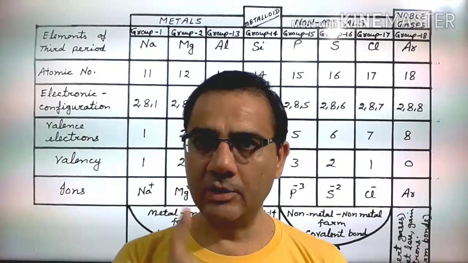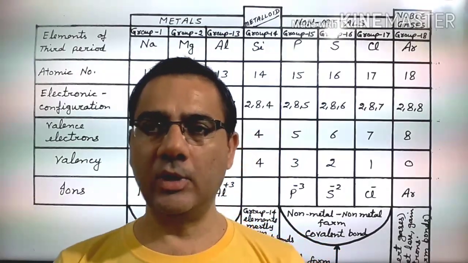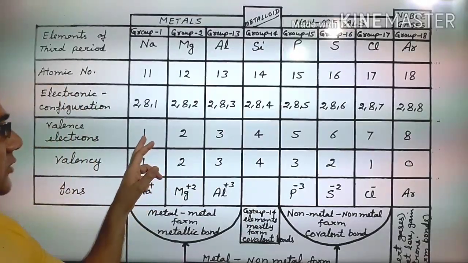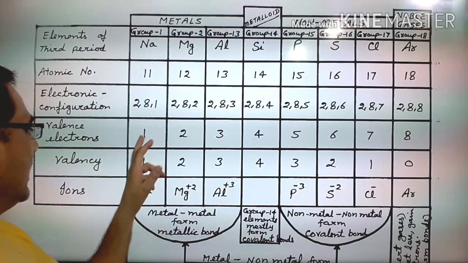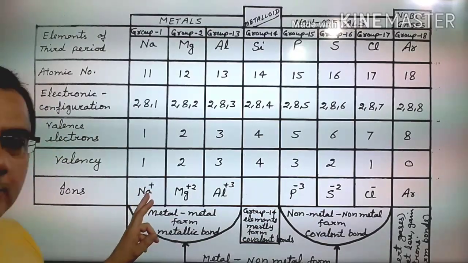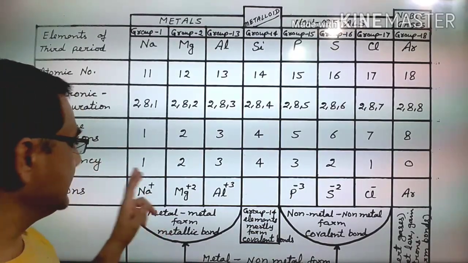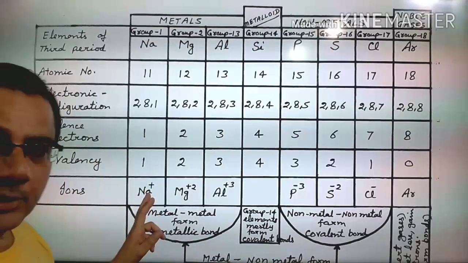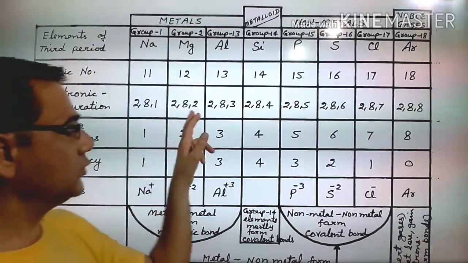And after losing 1 electron, it acquires 1 unit of positive charge. So see, this is the valence electron 1, it loses 1 electron, and afterwards it acquires 1 unit of positive charge. This valency I will explain to you afterwards. So after losing 1 electron, it acquires 1 unit of positive charge. Now the next element we see, 2, 8 and 2.